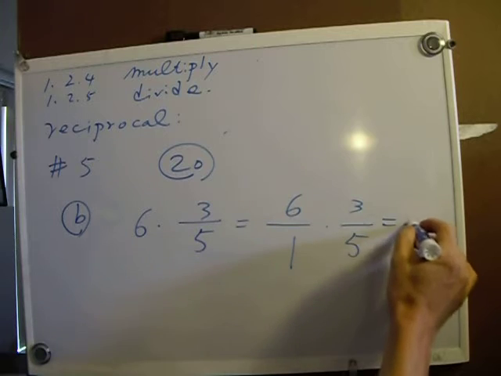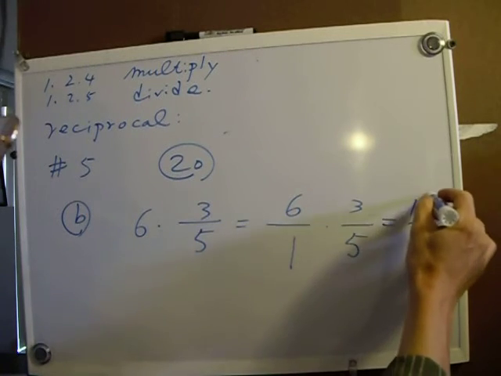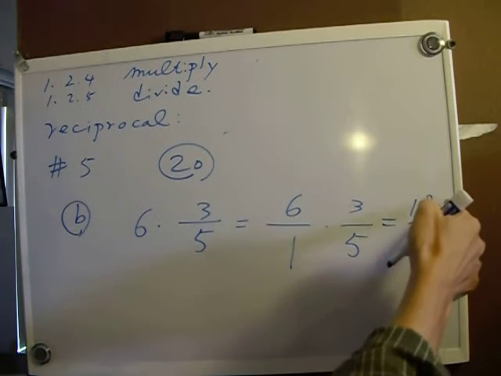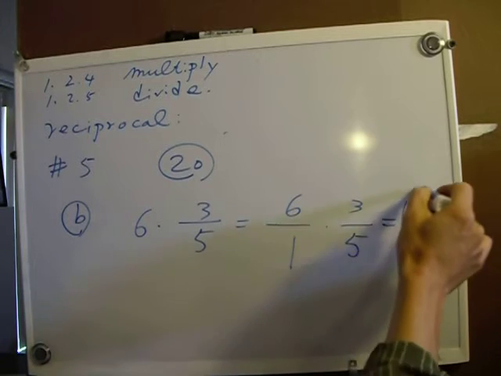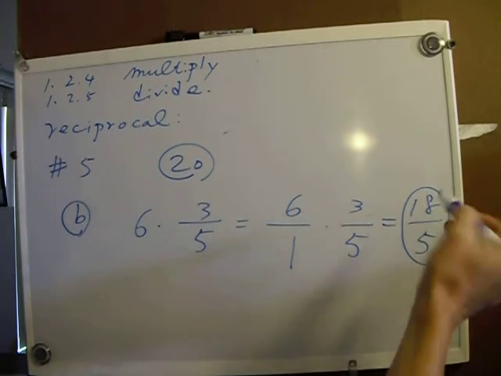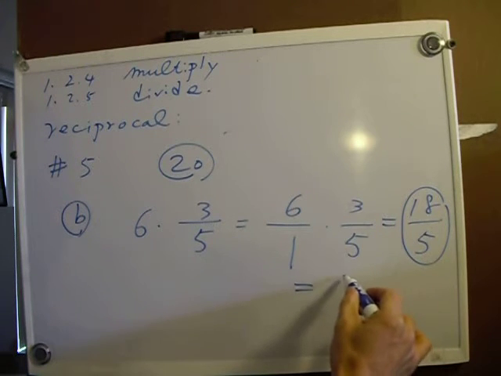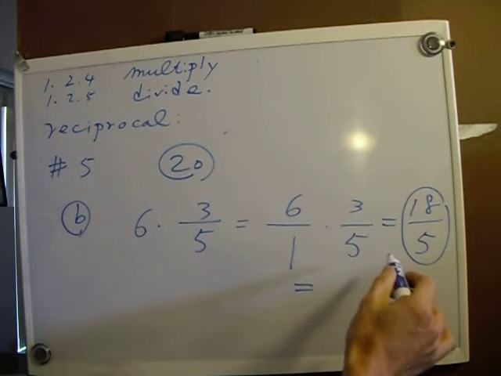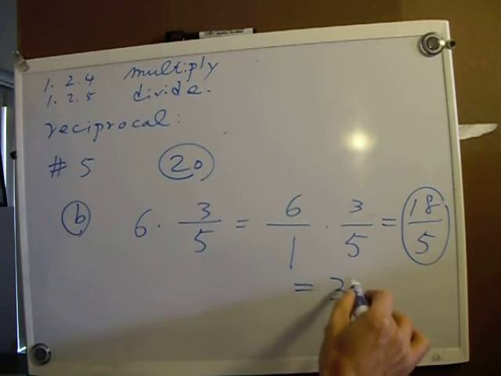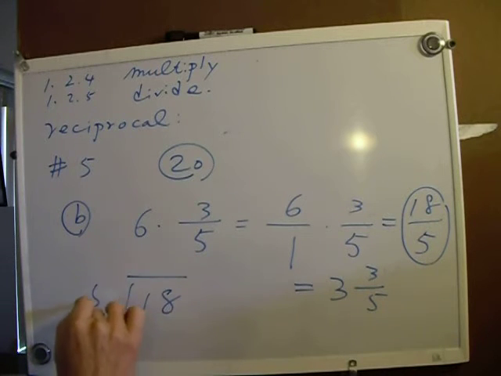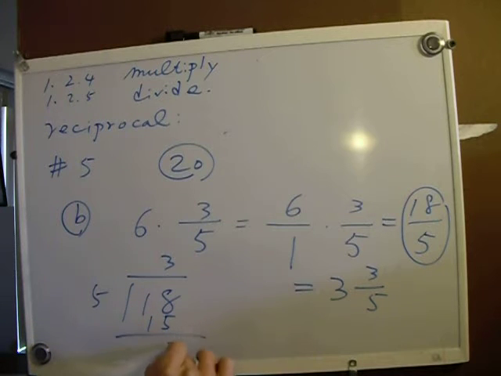Use straight multiplication of the numerators and denominators. 6 times 3 is 18, 1 times 5 is 5. Keep your improper fraction, that'll be good. If it's reducible, you have to reduce, but an improper fraction is usually fine. If you change it into a mixed number, 18 divided by 5 gives you 3 with remainder 3/5. 18 divided by 5: 3 times 5 is 15, remainder 3. That's how you get a mixed number, but usually a mixed number is not required.